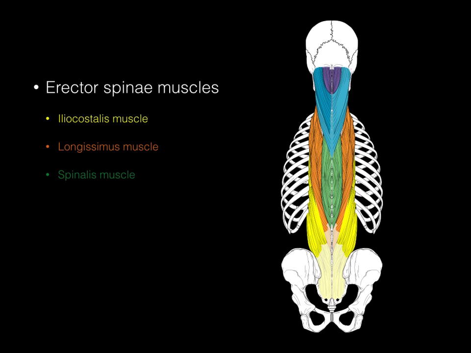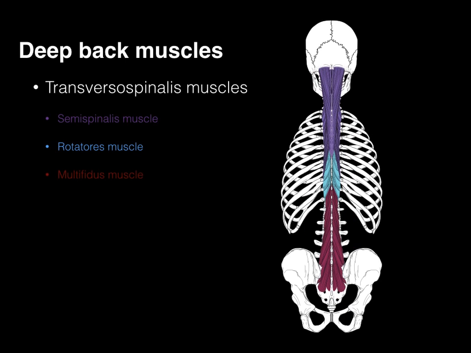All right, so now let's take an outline and take a scalpel and cut those erector spinae muscles out, and what we have are the deeper transversospinalis muscles. Now these muscles, semispinalis, rotatores, and multifidus, as a group get their name because they arise from the transverse process and attach to a superadjacent spinous process, hence the name transversospinalis muscles.